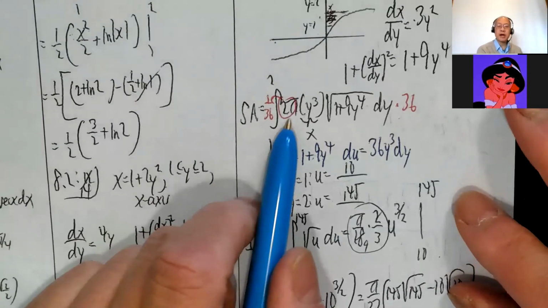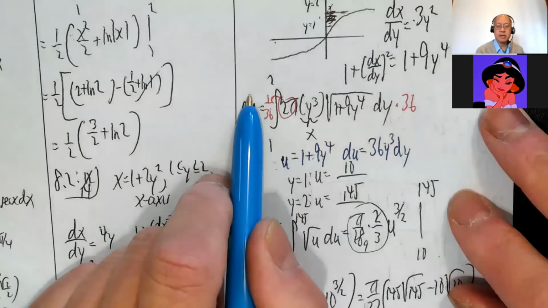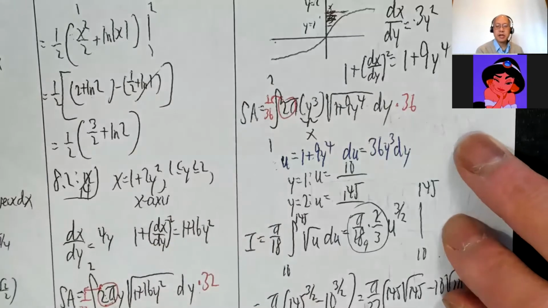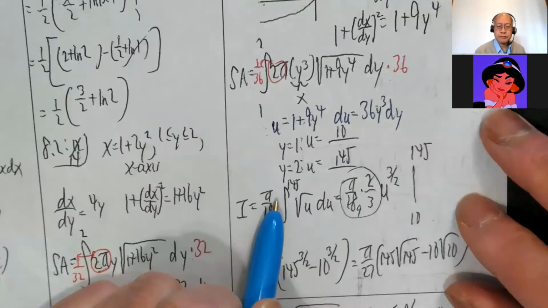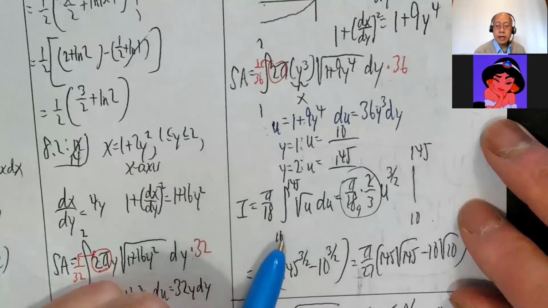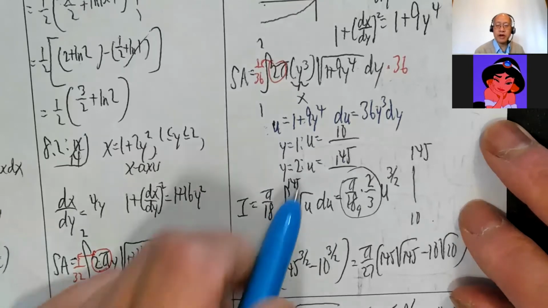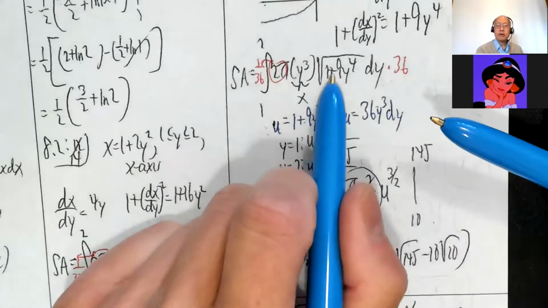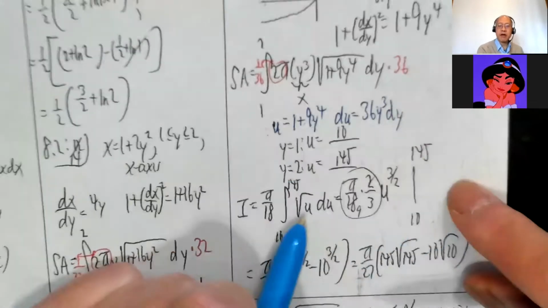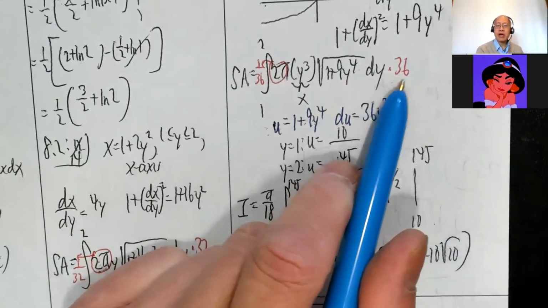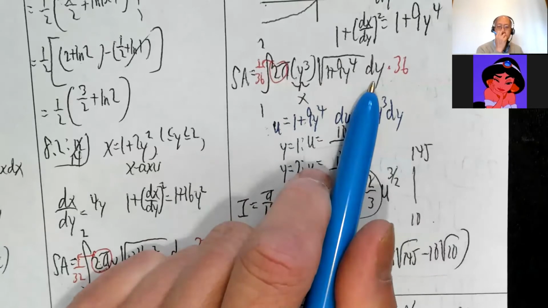Okay, so what happened? 2 pi comes outside, so 2 pi comes out, multiplied by 1 over 36. That gives me pi over 18. And now I'm integrating from 10 to 145 radical, this mess is now radical u. And now I have the 36y cubed dy.